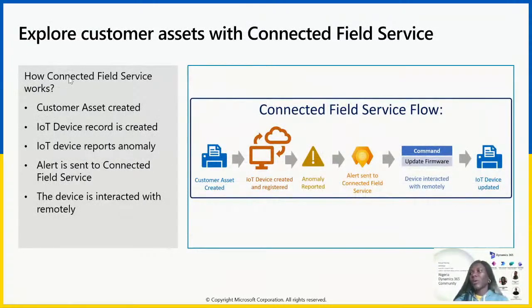So now let's talk about customer assets with connected field service. So how connected field service works: a customer asset is created. You have an IoT device record also created and registered. Then that IoT device is attached to that customer asset. So whenever an abnormality occurs, because you have set certain parameters when we're setting up the device.